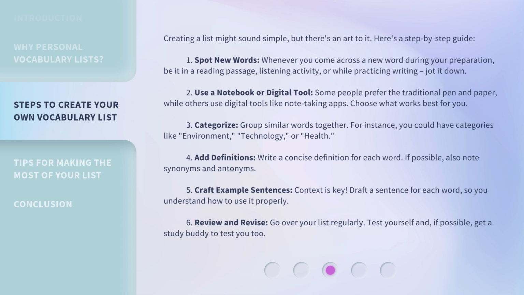4. Add definitions. Write a concise definition for each word. If possible, also note synonyms and antonyms. 5. Craft example sentences. Context is key. Draft a sentence for each word, so you understand how to use it properly.